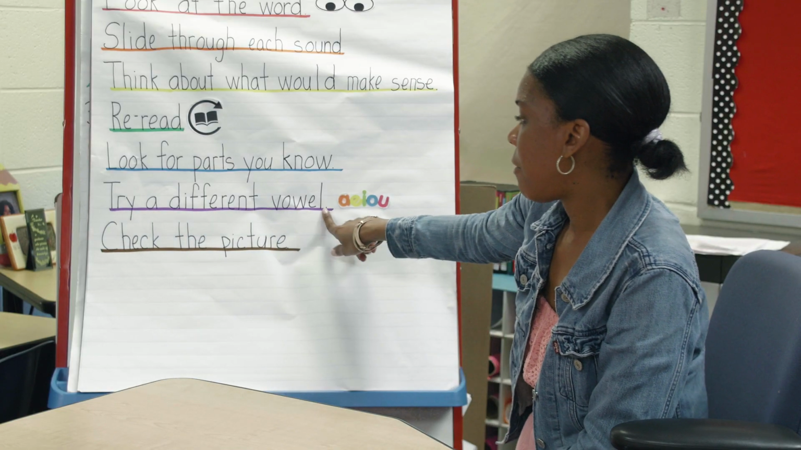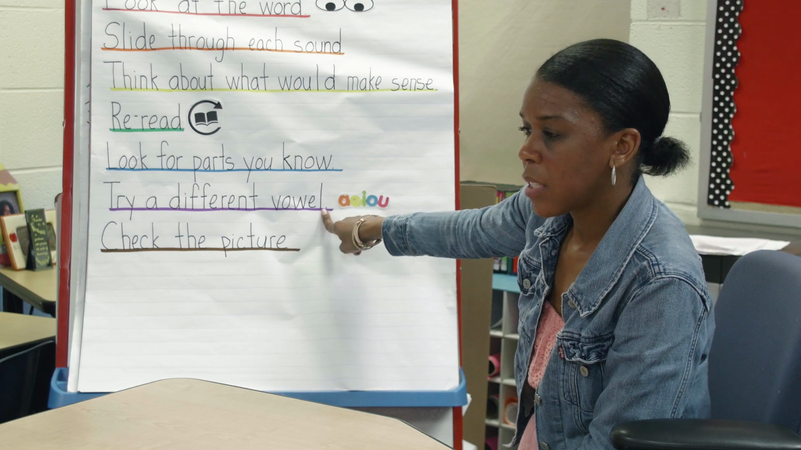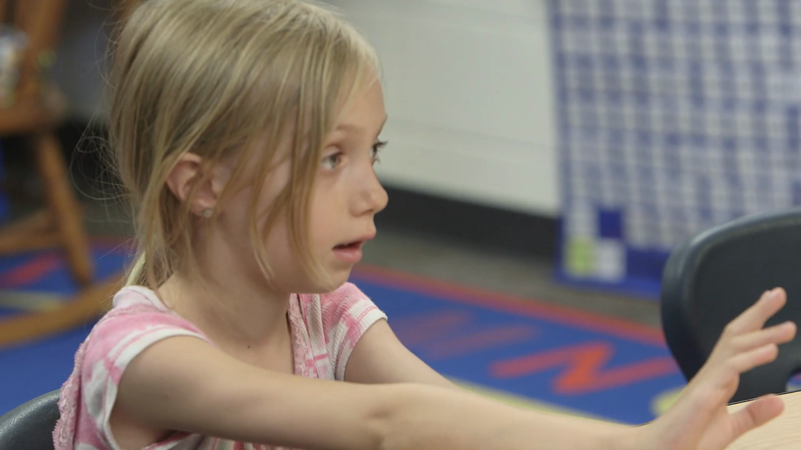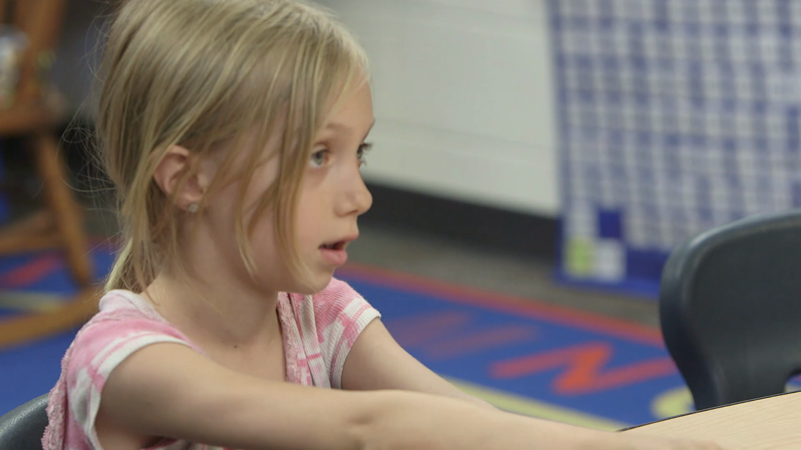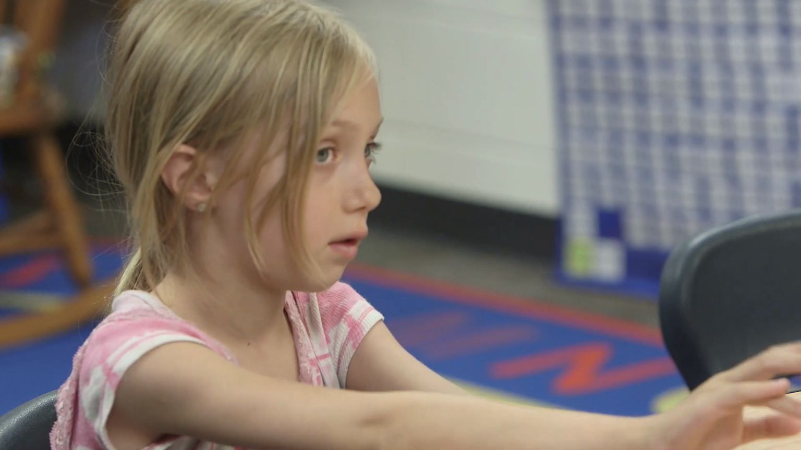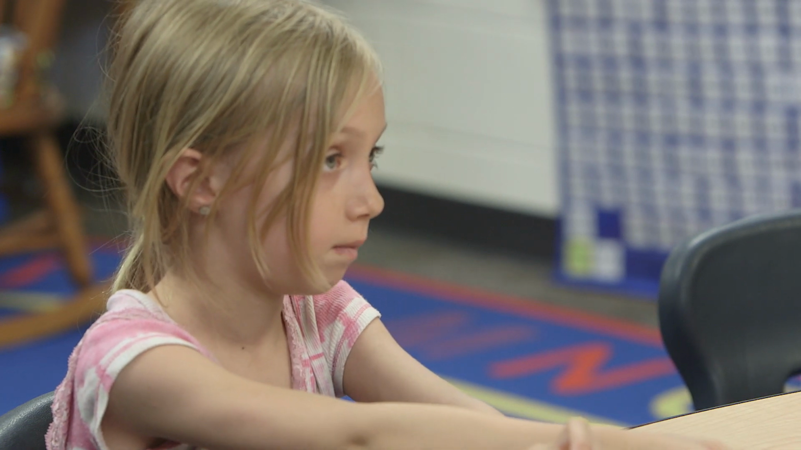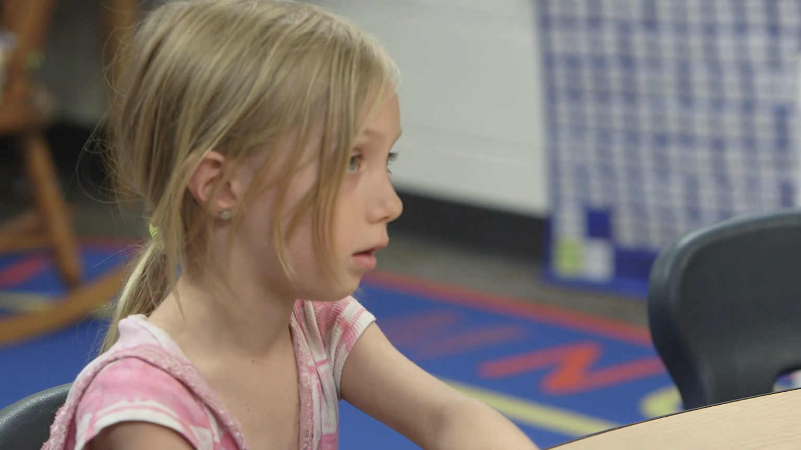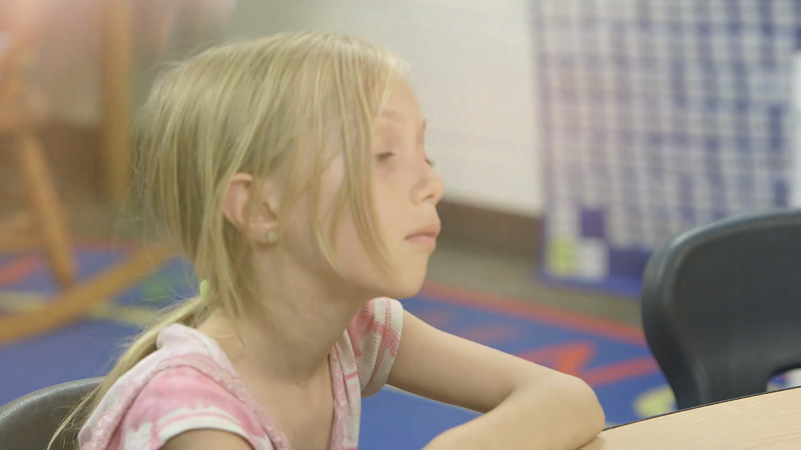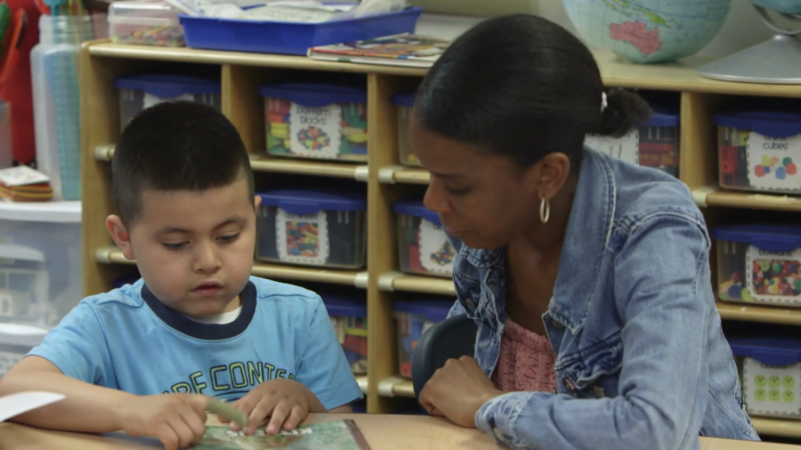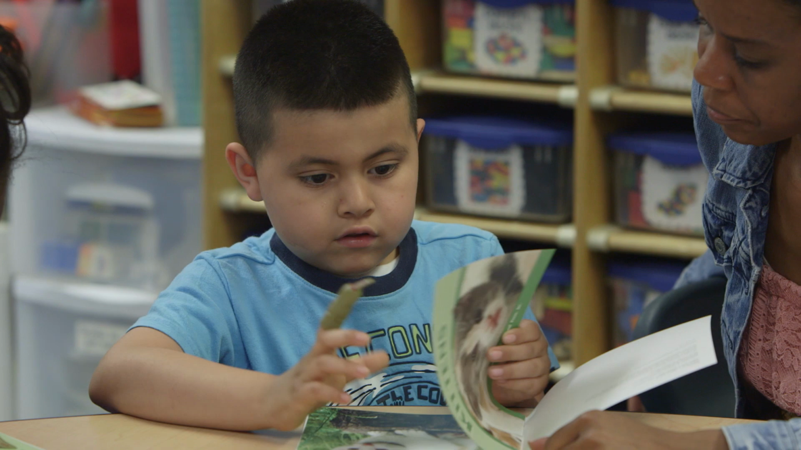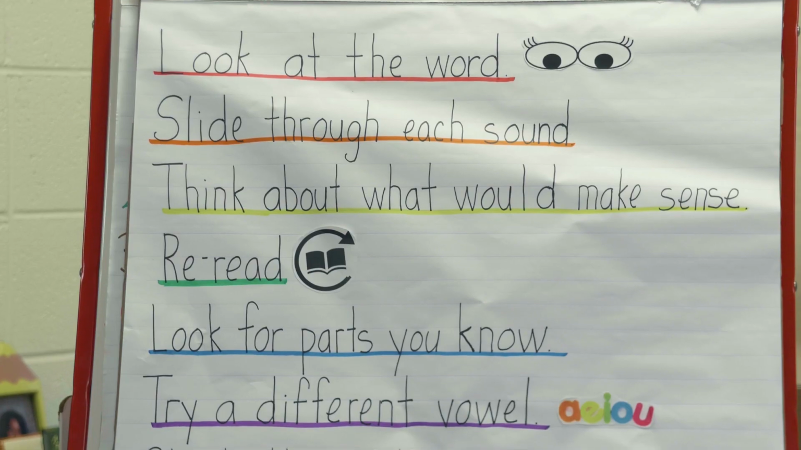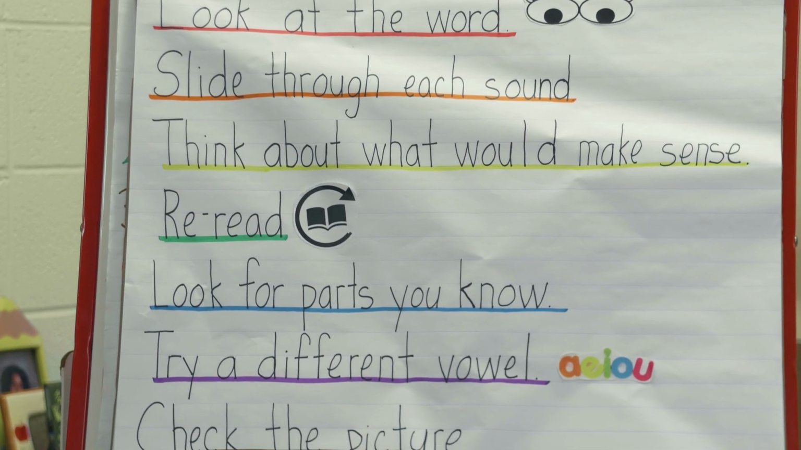Try a different vowel. What do you think that means? So when A, E, I, O, U, and if you try that long U, then if that doesn't make sense, you try the short U sound. Yep, excellent. While we're reading, I read one-on-one with them, and then when they get to a word that they don't know, I have them refer to the anchor chart to see if they can figure out a strategy on their own. If they have trouble figuring out a strategy, then I assist them with it.